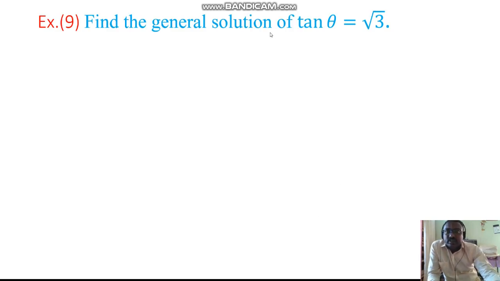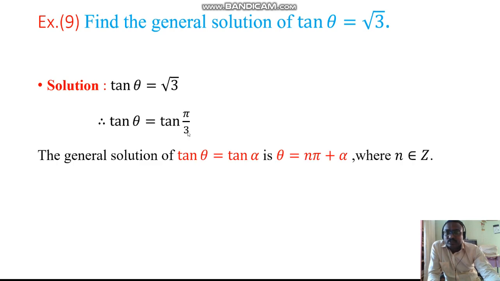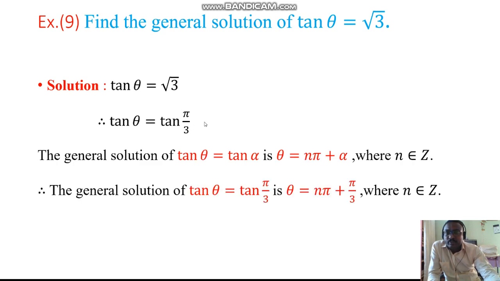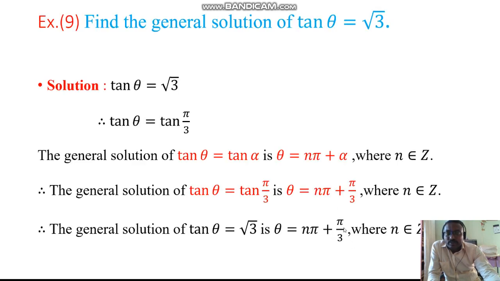Now we see tan theta is equal to root 3, general solution. This is very simple because tan pi by 3 is equal to root 3, and because of this formula we get the general solution theta is equal to n pi plus pi by 3.